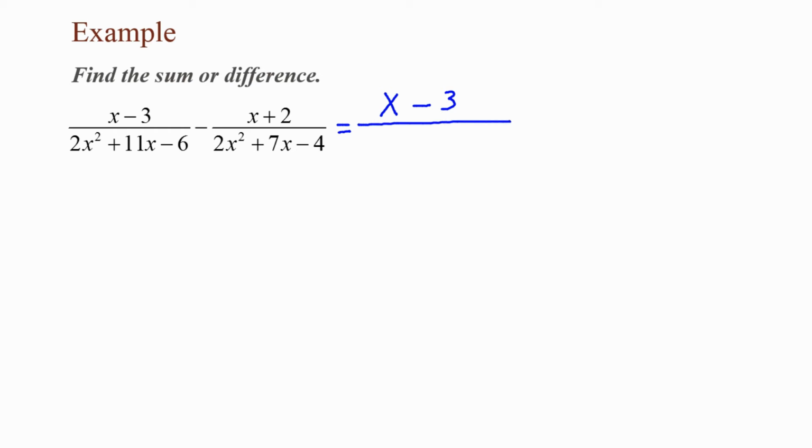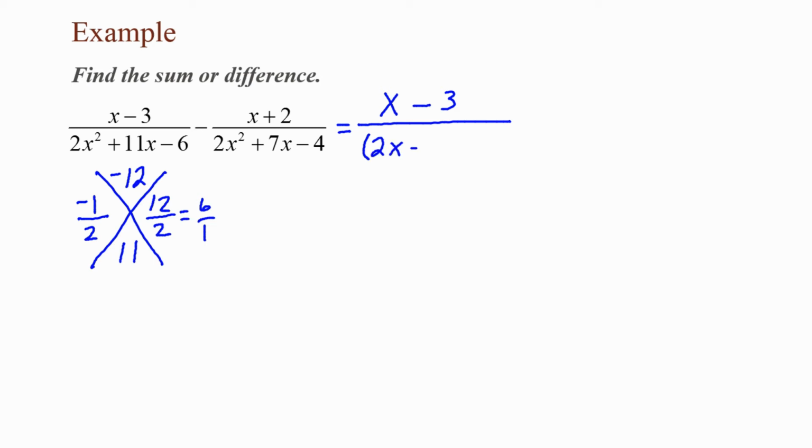Looking at 2x squared plus 11x minus 6. 2 times negative 6 is negative 12. My b is 11, and my a is 2. I need two numbers that multiply to be a negative 12, but add to be 11. So that's 12 and negative 1. 12 over 2 reduces to 6. One parenthesis is 2x minus 1, and the other parenthesis is x plus 6.